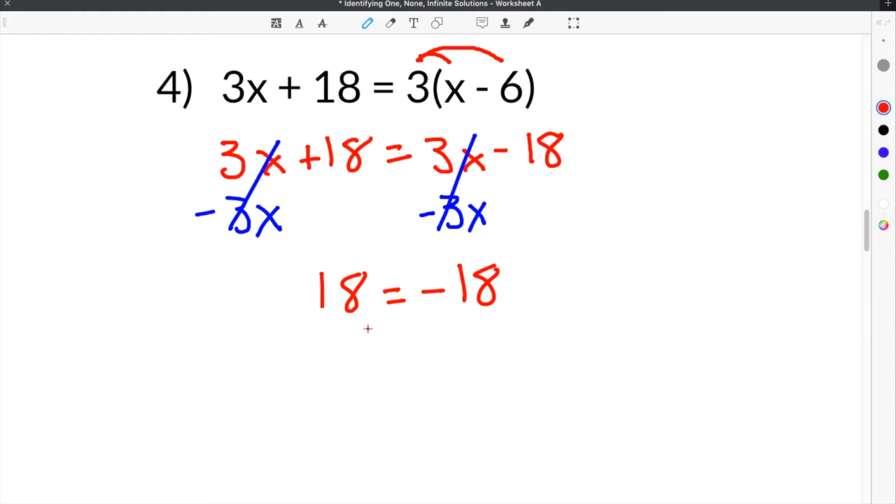That is not true. That is an untrue statement. 18 does not equal negative 18. They are different numbers. That means that this system has no solution. So there's no number that you can substitute in for x that will get you a true statement. That means there are no solutions to this.